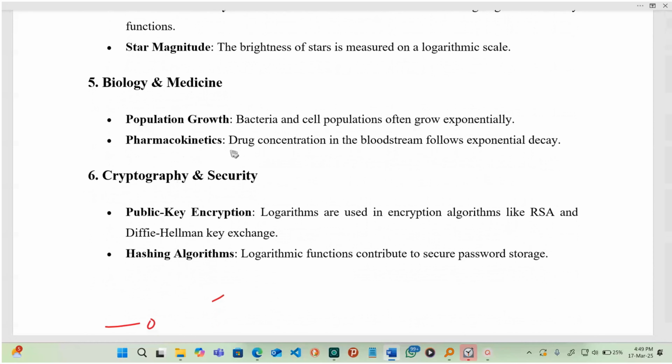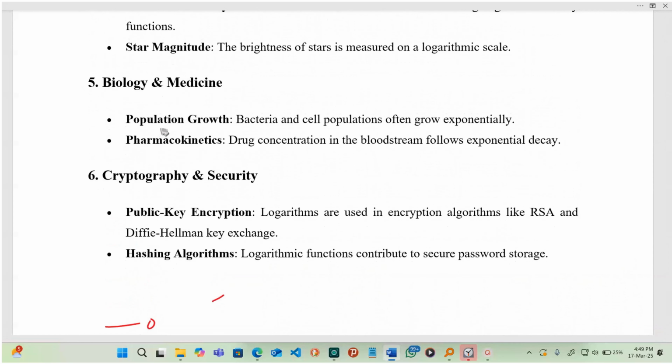In biology and medicine, the population growth of bacteria and cell populations often grow exponentially, and therefore, this is an application of logarithms and exponents or indices. Then pharmacokinetics, this is in medicine, the drug concentration in the bloodstream follows an exponential decay. As time goes by, the concentration of drug in the bloodstream decays away exponentially. So modeling that requires you to understand the rules of logarithms and indices.